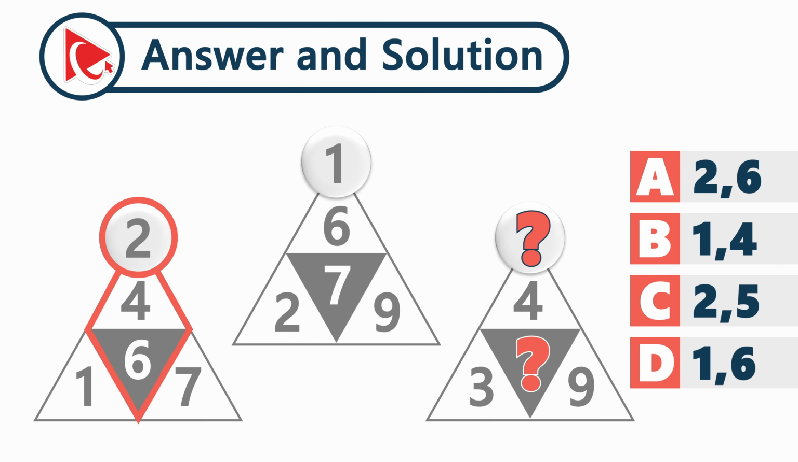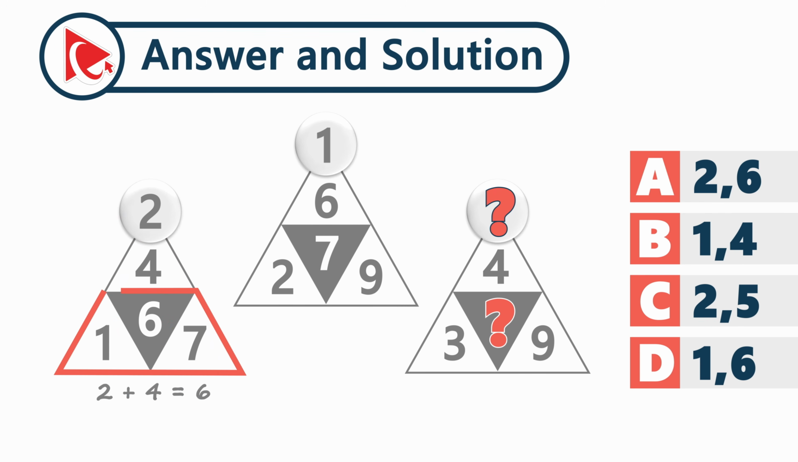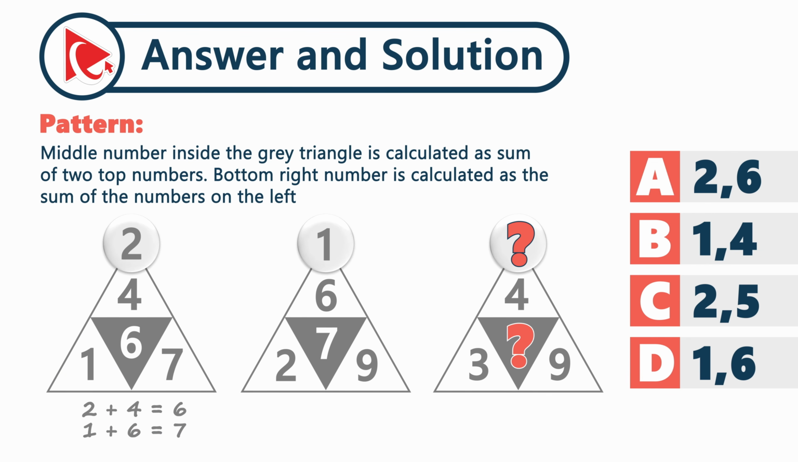Starting on the top, there are 3 numbers, 2, 4, and 6. Guess what? 2 plus 4 equals 6. And if we look at the bottom of the shape, 1 plus 6 equals 7. In fact, the middle number inside the gray triangle is calculated as the sum of the two top numbers, and the bottom right number is calculated as the sum of the numbers on the left.